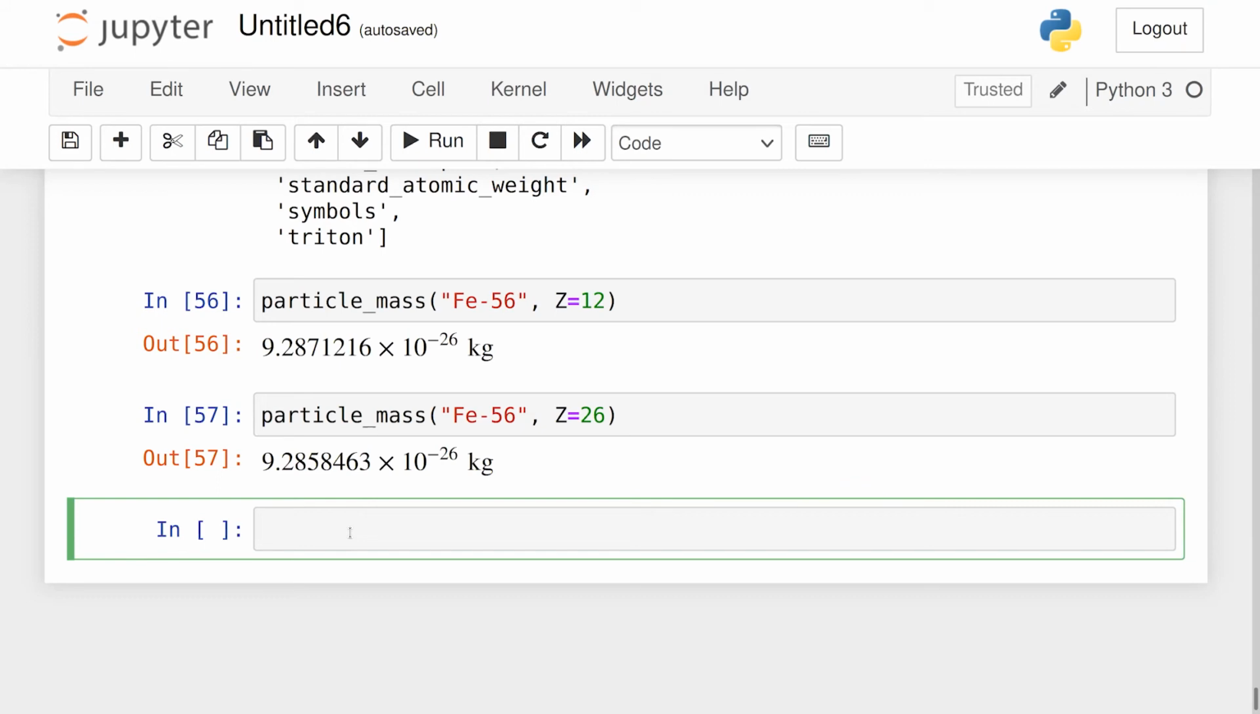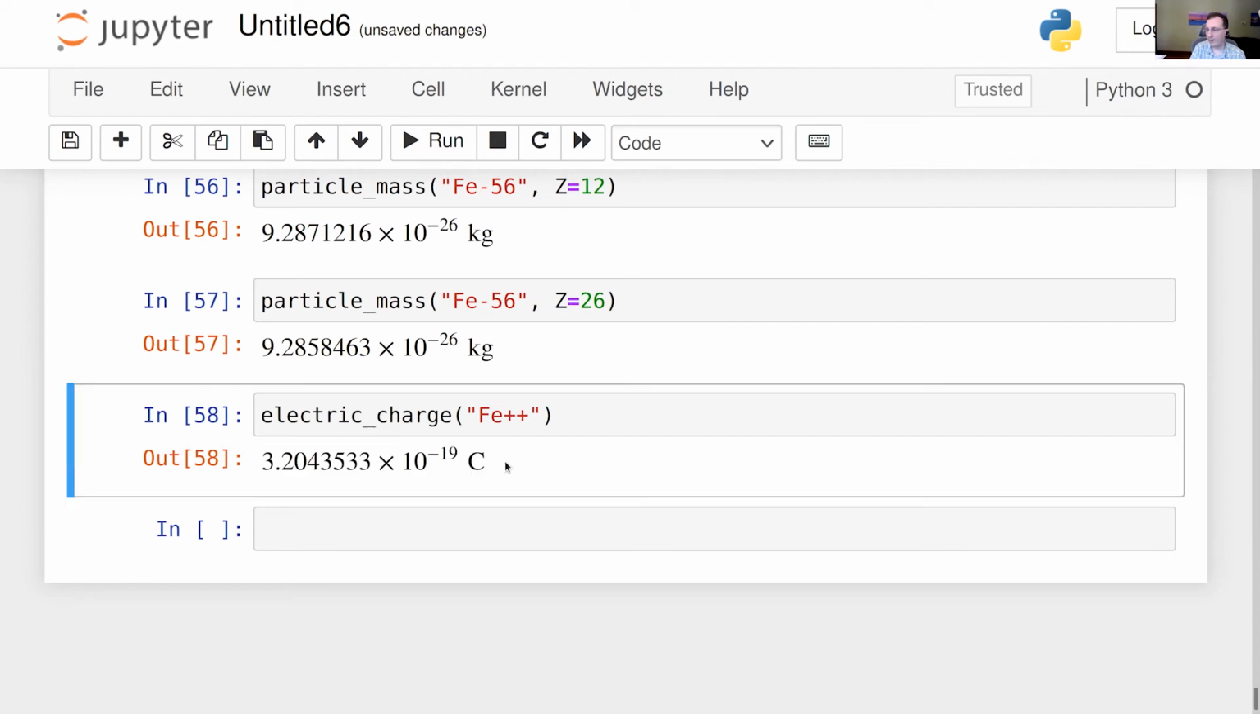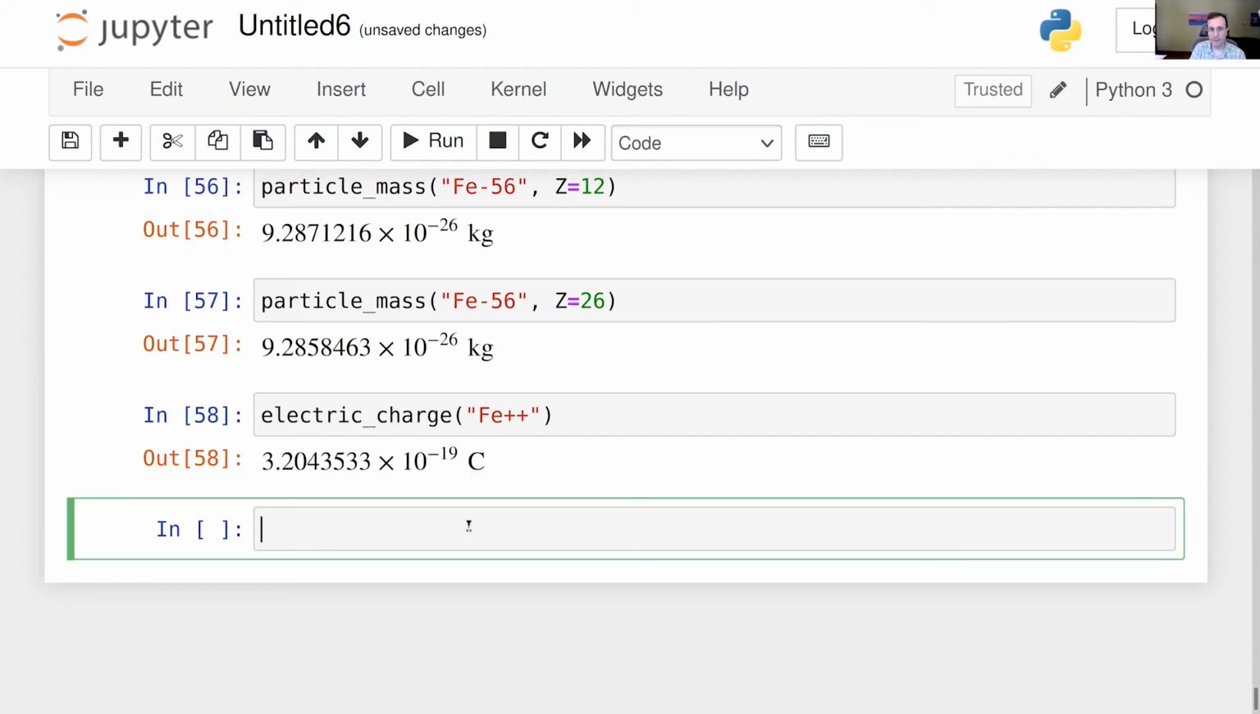All right. And there's another one. Is there a particle charge? And the function for that is electric charge. I can do that for Fe++, and we get that it's twice the elementary charge. Okay. So now I think that was all. Those were all the questions.